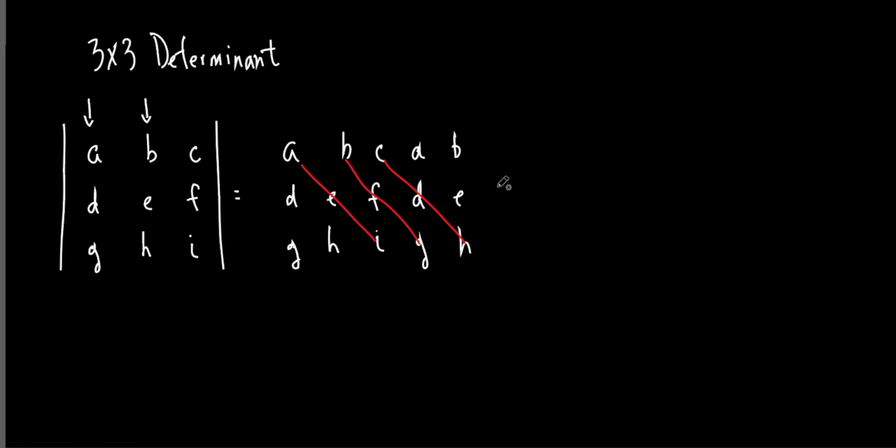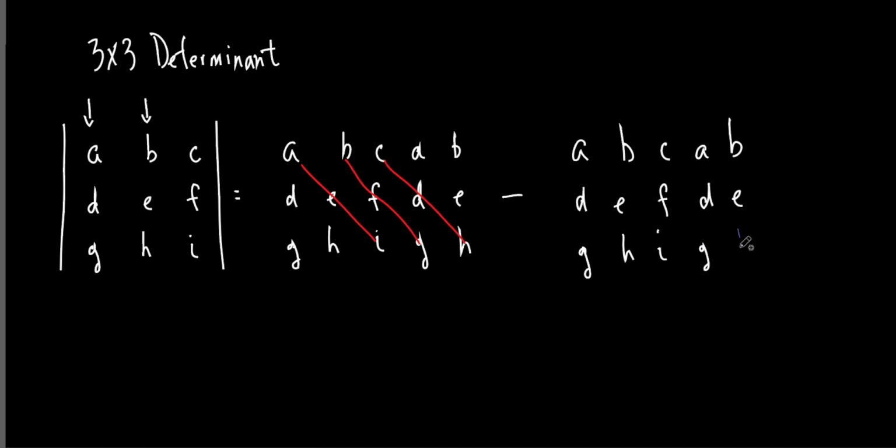But what I'm going to do now, we're going to subtract. Then we're going to write the same stuff down, the A, B, C, A, B. So let's do that. A, B, C. Let's stretch them out a little bit. A, B, C, A, B. And then what's this one? D, E, F, D, E. And this one is G, H, I, and then a G and an H.